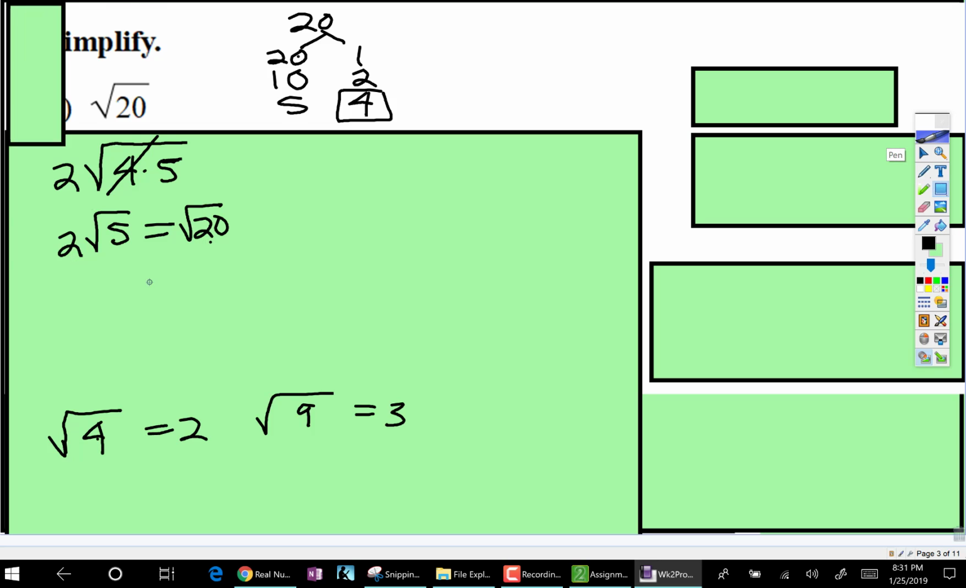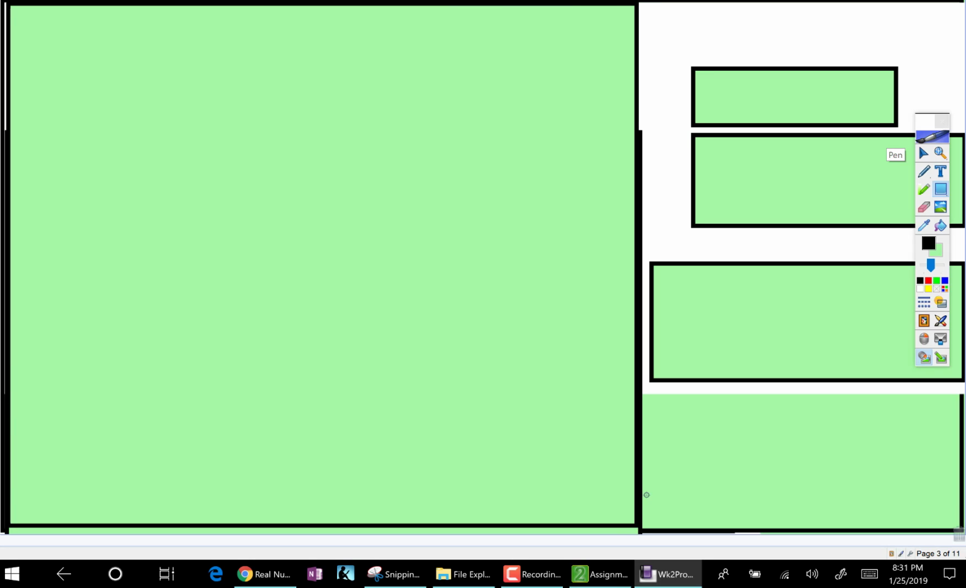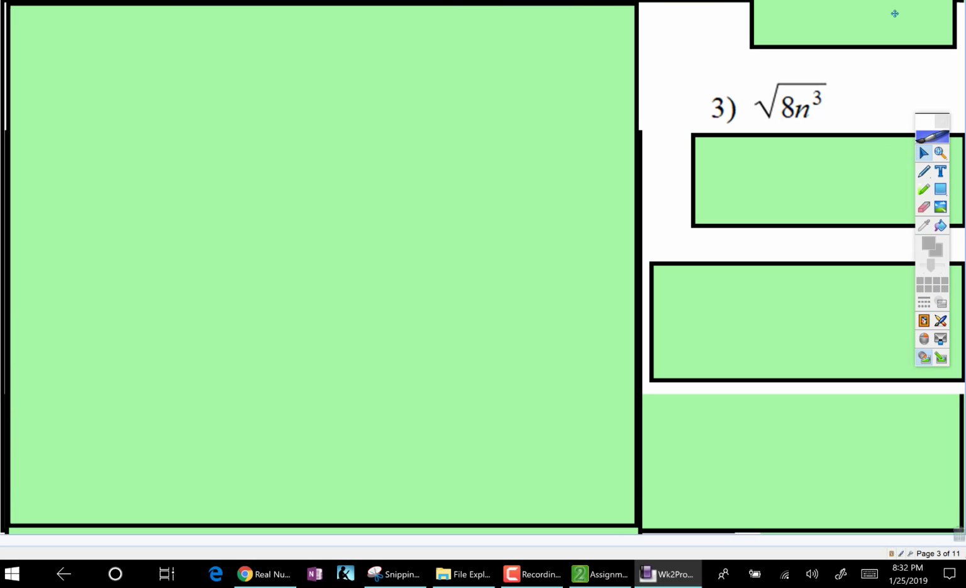All right, now I'm going to cover that up and show you a different one. Now look at what we have. We have the square root of something that has a variable in it. So we have the square root of 8n cubed.